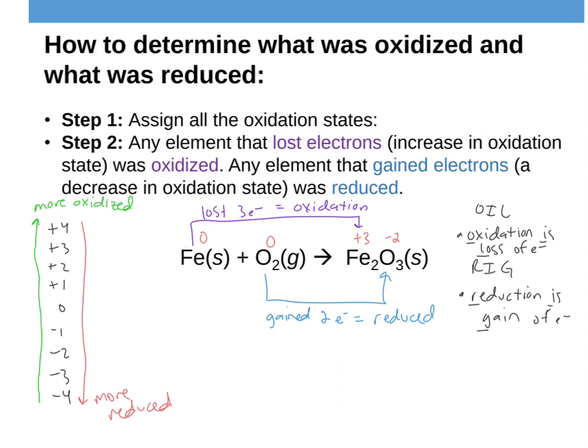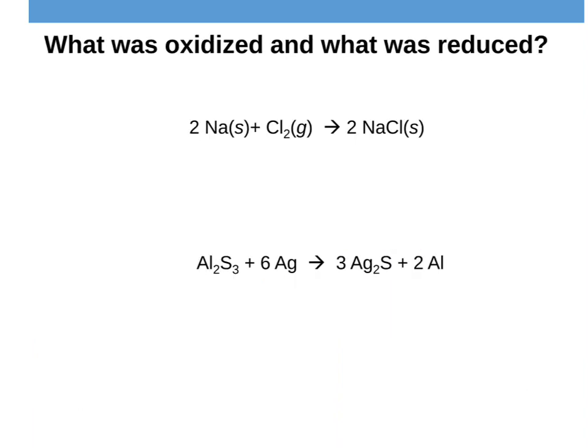So OIL RIG is sometimes also a mnemonic that people use to help them remember what's an oxidation and what's a reduction. Oxidations are always when you lose electrons. Reductions are always when you gain electrons. Oxidation is when the oxidation state goes up. Reductions are when the oxidation state is reduced, when it goes down. So let's look at some more examples.